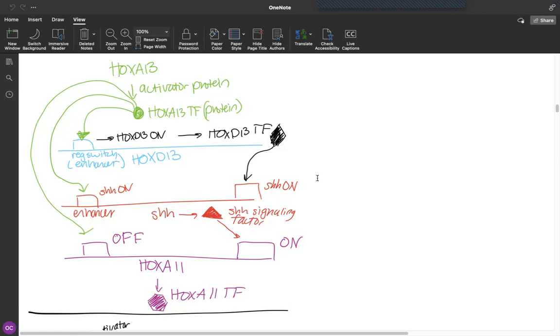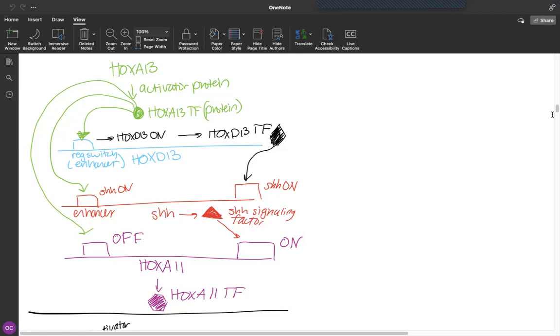And in the purple area, in this case, we have a silencer regulatory switch, and we have a repressor protein. In this case, it is actually HOXA13 acting now as a repressor protein binding to the silencer, turning HOXA11 off. But because we have Sonic Hedgehog as a signaling factor, which binds to an enhancer regulatory switch on the purple HOXA11 site, then HOXA11 is able to produce its transcription factor protein.